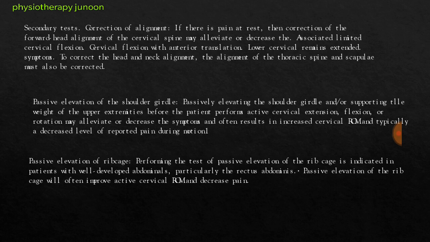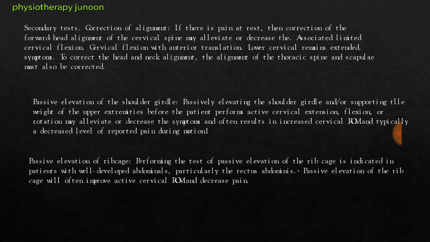Next is the passive elevation of the shoulder girdle. Passively elevating the shoulder girdle, supporting the weight of the upper extremity before the patient performs active cervical extension, flexion, or rotation, may decrease the symptoms, often resulting in increased cervical range of motion and typically a decreased level of reported pain during motion.